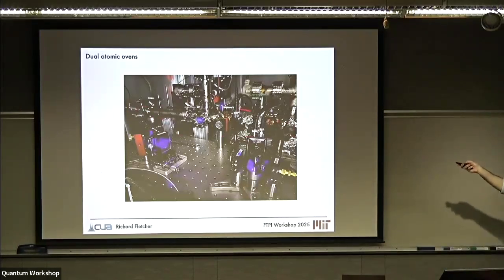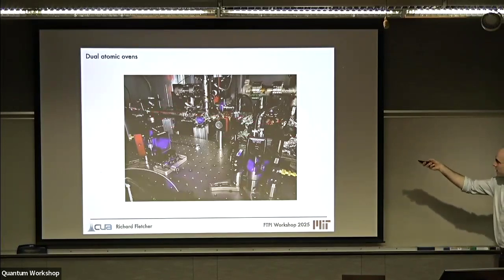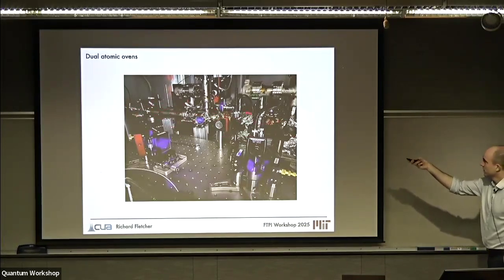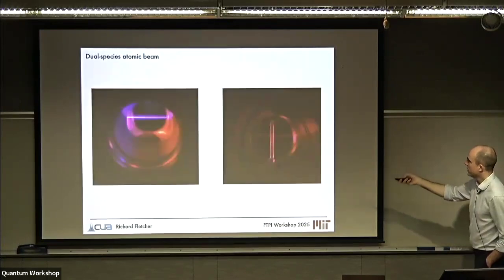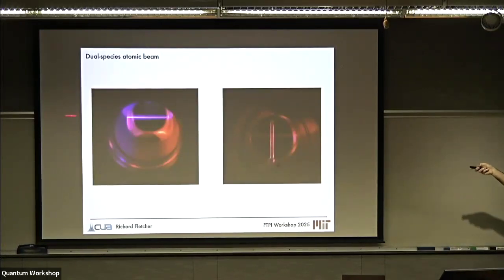So here, these are some images of some atomic ovens. Buried in here, there's a 1300 Celsius erbium oven, and here about a 500 Celsius lithium oven. Out of these ovens come atomic beams. Here's an atomic beam of erbium atoms. Here's an atomic beam of lithium.